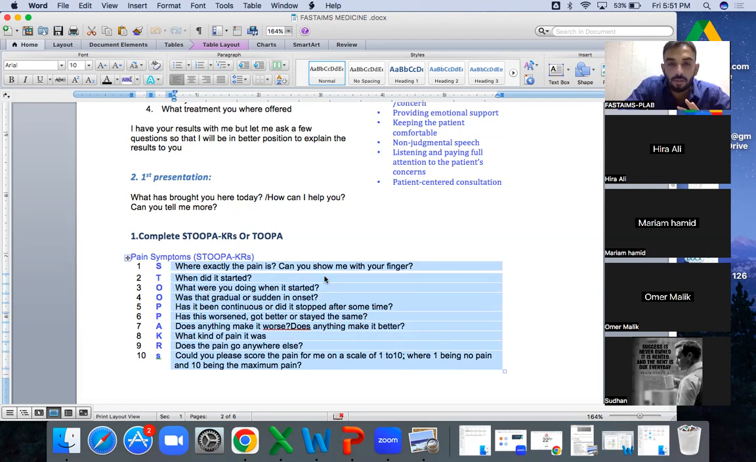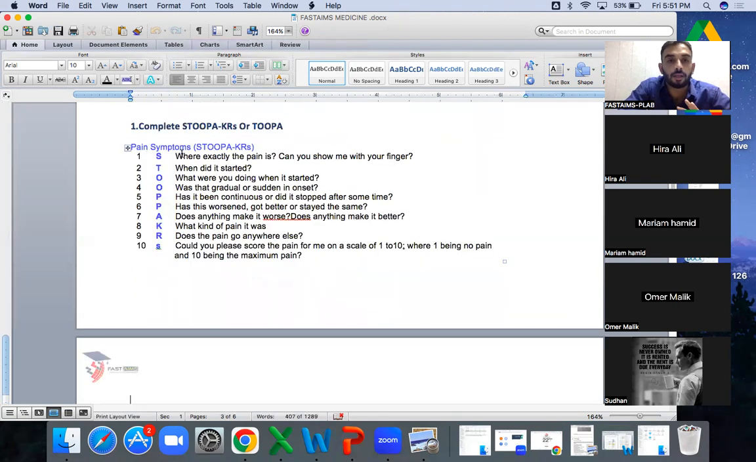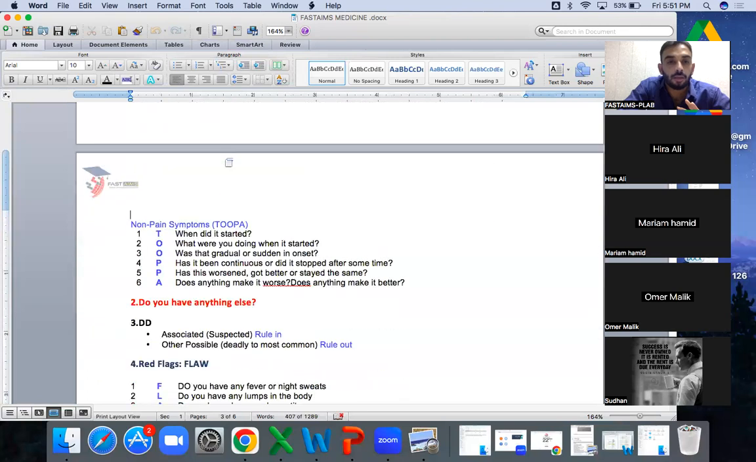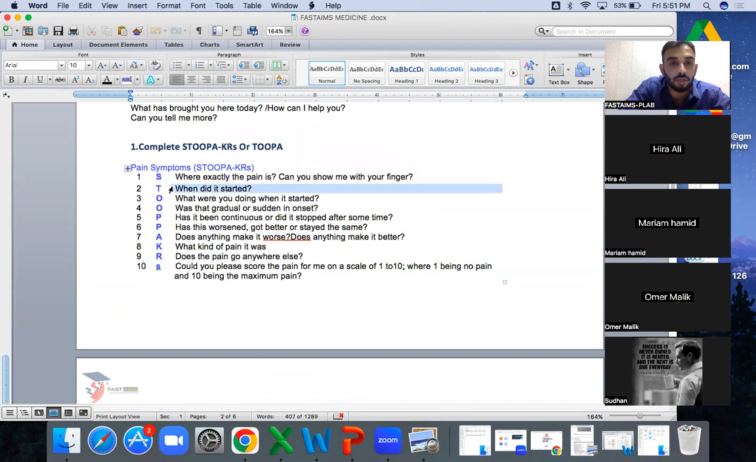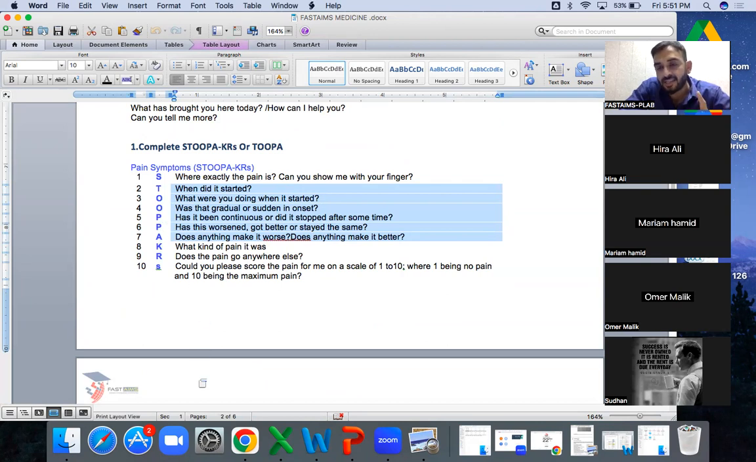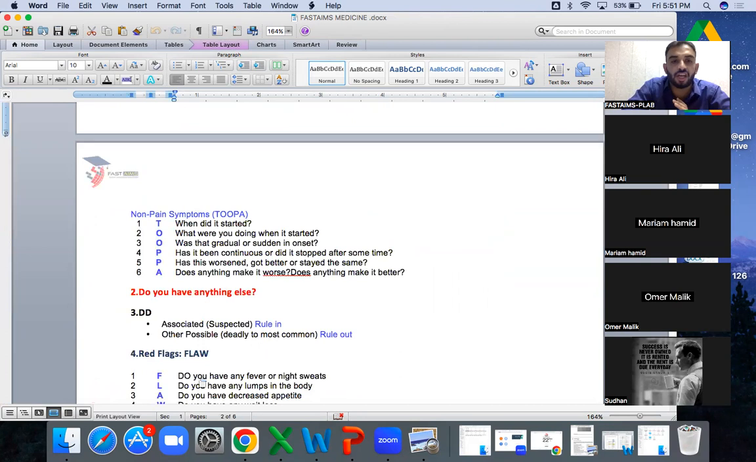Then there comes the other approach, non-pain symptoms. Similarly, for non-pain symptoms, I just picked these ones. Look at this: TOOPA. So Stupa KRS, say TOOPA. These are for non-pain symptoms. Same as before, you are going to miss nothing if you ask these. After asking that, you will ask another question.